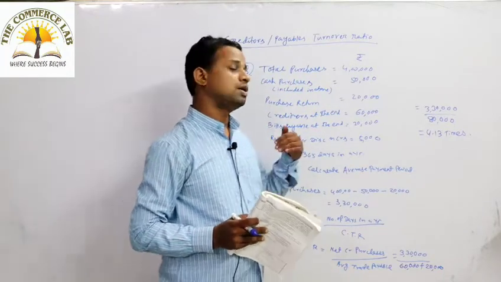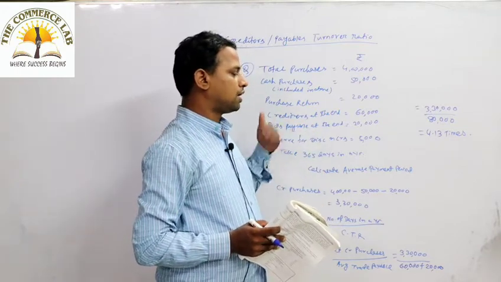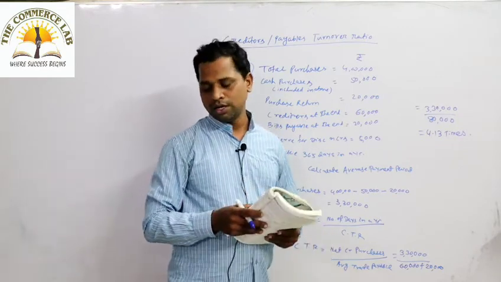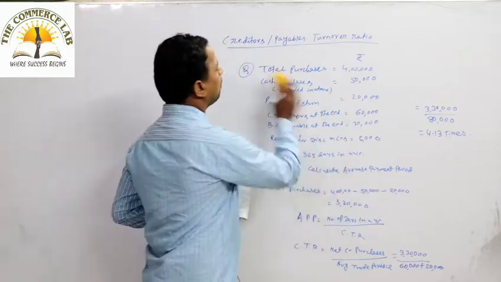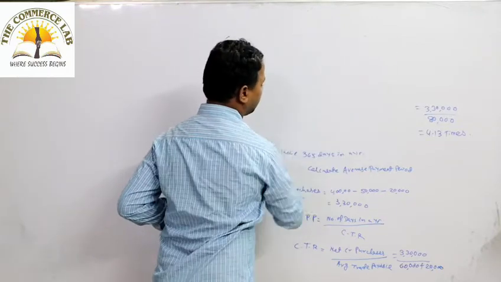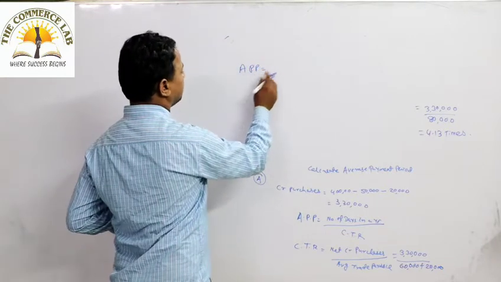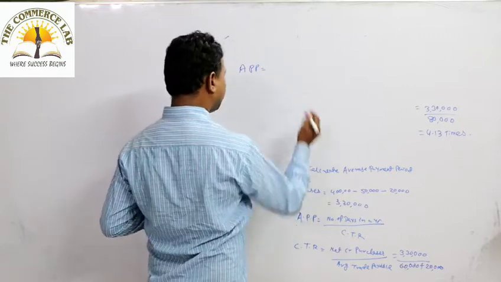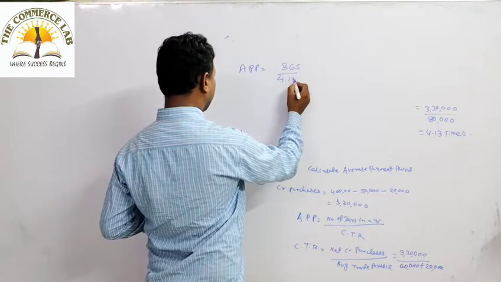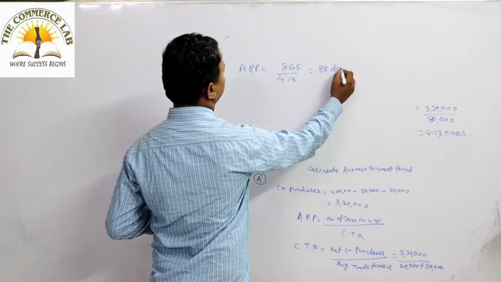Always we have to mention the creditor turnover ratio in times. That is, how many times in a particular year the creditors turned over for a particular company: 4.13 times. Thereafter our objective is to calculate the average payment period. The formula is number of days in a year, that is given in the question, 365, divided by the creditor turnover ratio we calculated, 4.13. So approximately how much? 88 days.